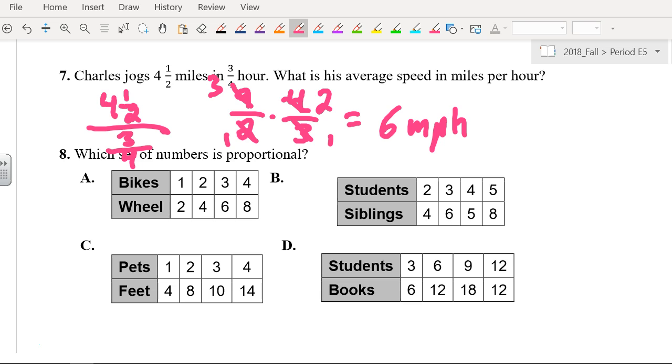It's correct. Alright, but you should be able to show your work with a, what are these called? Complex fraction. Complex fraction, of course.